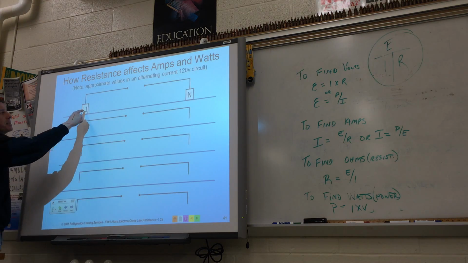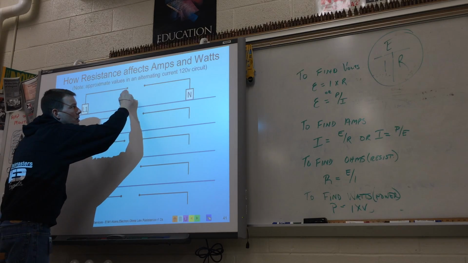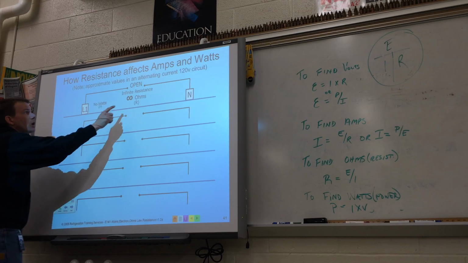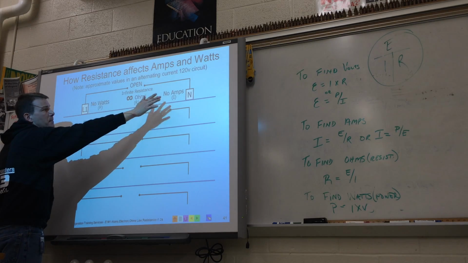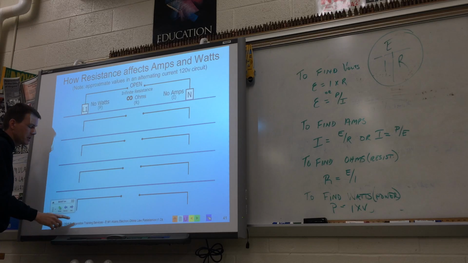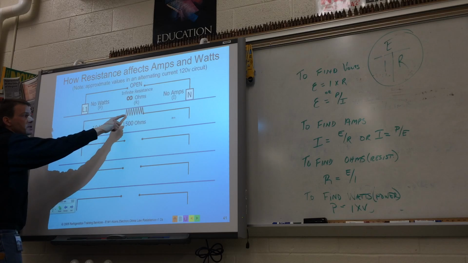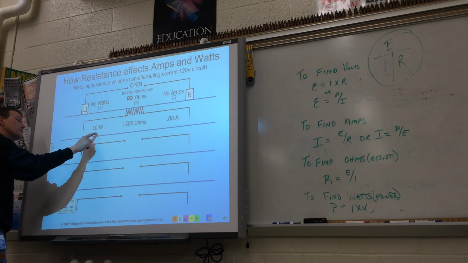Take a look here. Draw this out. You got L1, L2. Draw your little things. You're going to draw your resistors looking like a Charlie Brown. When it's open, there's nothing. No amps. There's no current flow through a wire. You're going to have to draw all 5 of them. Now, I got a 1500 ohm resistor. It's going to be 10 watts of power.